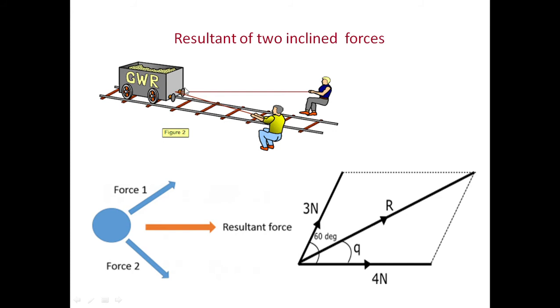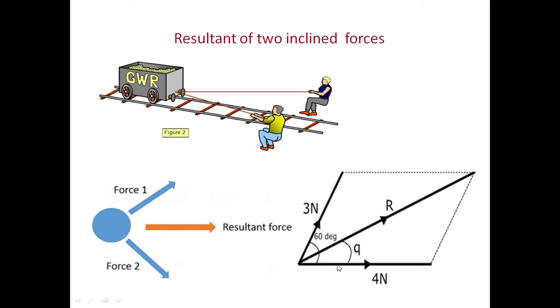Now they have applied two forces on this cart. Now look at this diagram. Force 1 and force 2 show the inclined forces. Then what would be the resultant? Two forces, force 1 and force 2, that act with their lines of action inclined to one another, are shown in this figure here as well as here.